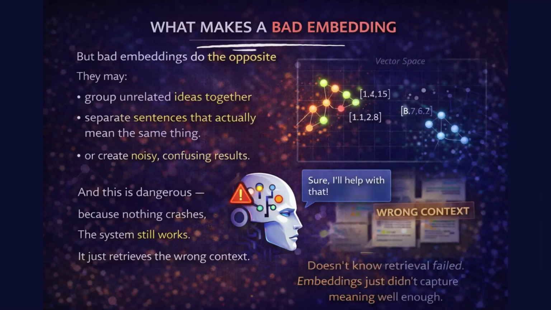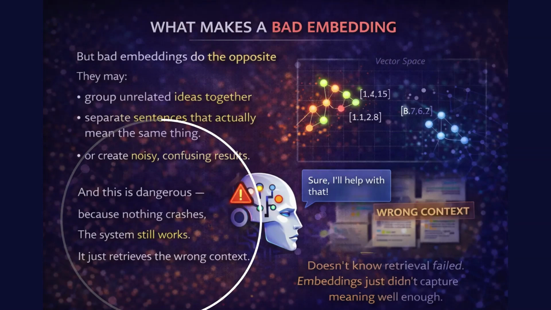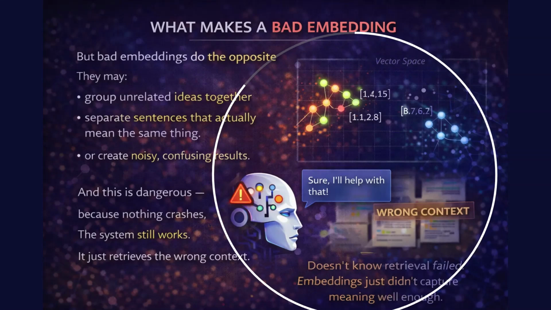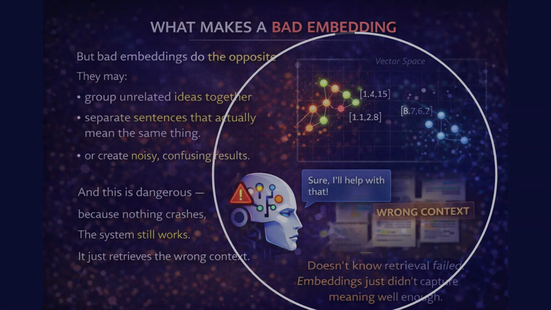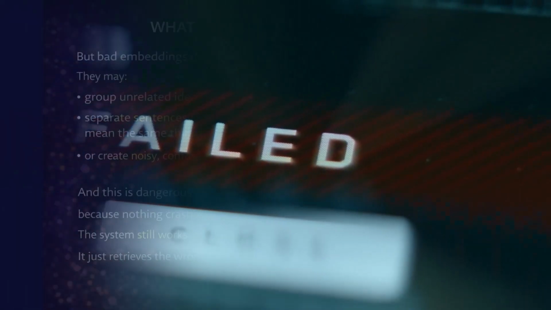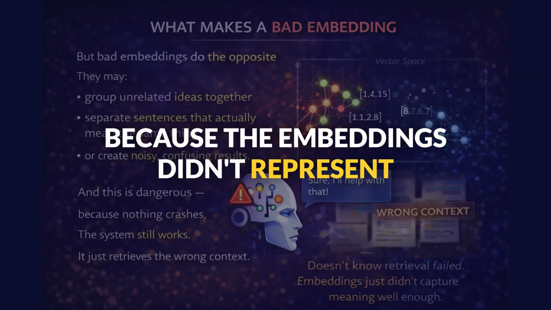But bad embeddings do the opposite. They may group unrelated ideas together, separate sentences that actually mean the same thing, or create noisy, confusing results. And this is dangerous because nothing crashes, the system still works. It just retrieves the wrong context. And when retrieval is wrong, the model still answers confidently. The model doesn't know retrieval failed. It simply reasons over whatever you give it. And that's how unreliable answers happen. Not because the model is bad, but because the embeddings didn't represent meaning well enough.